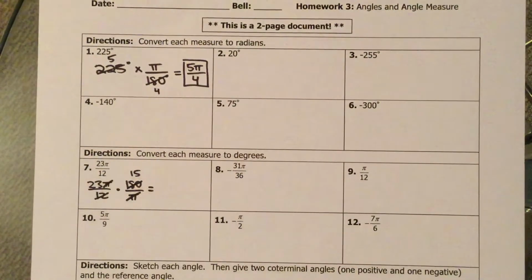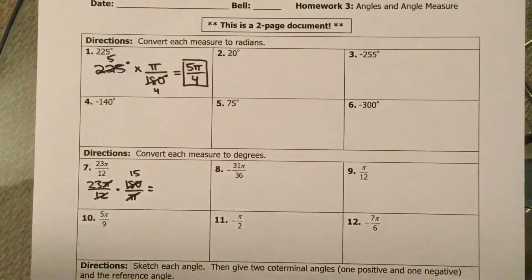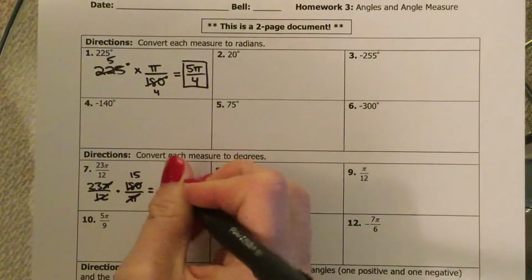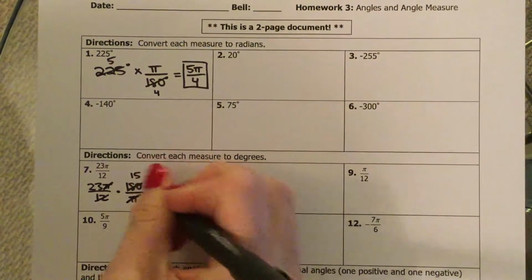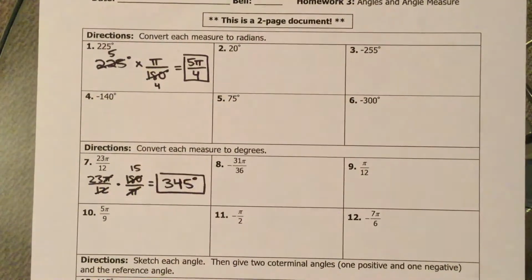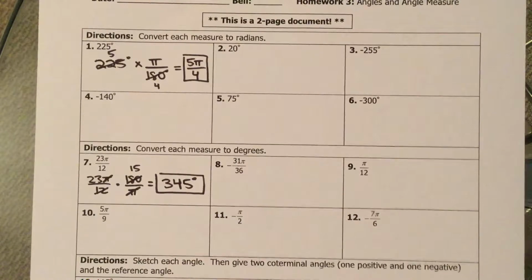And then your final answer would be 15 times 23, and that would be 345 degrees. Okay, so a lot of reducing. Calculator work too if these are values that you just want to plug in.